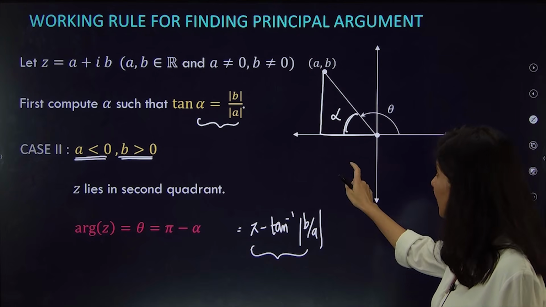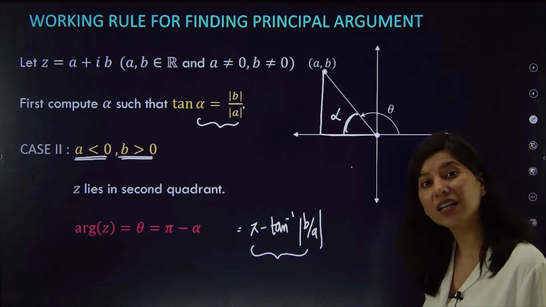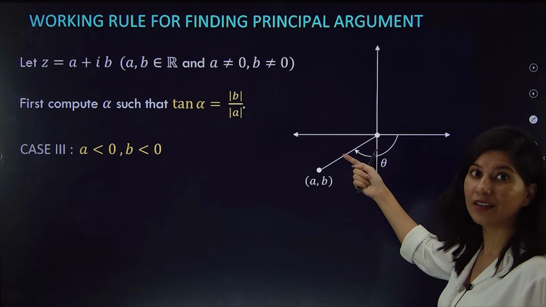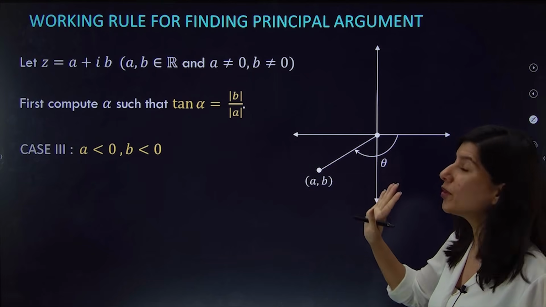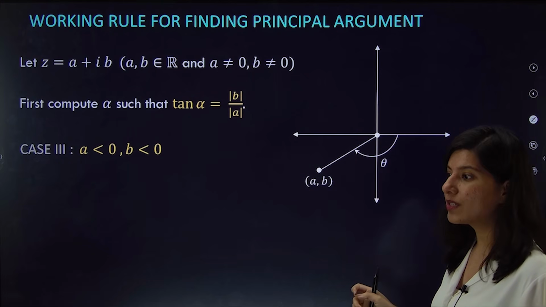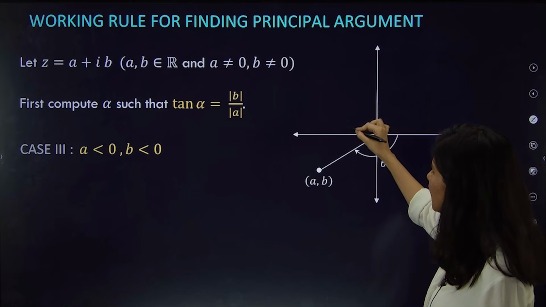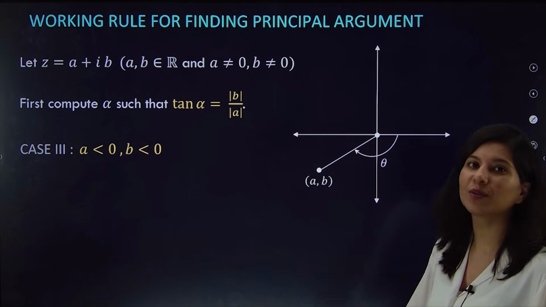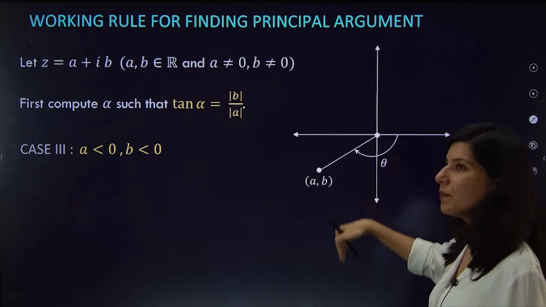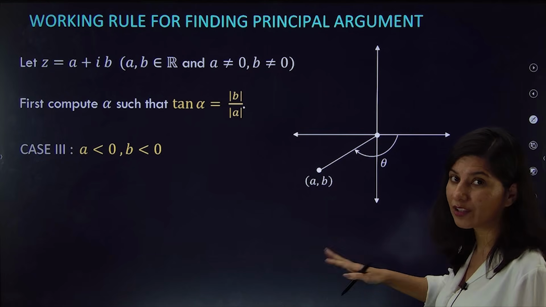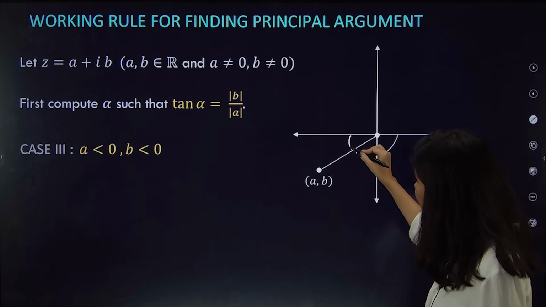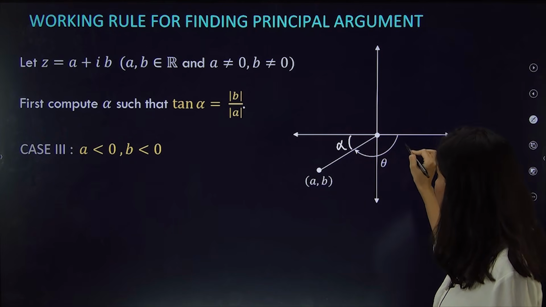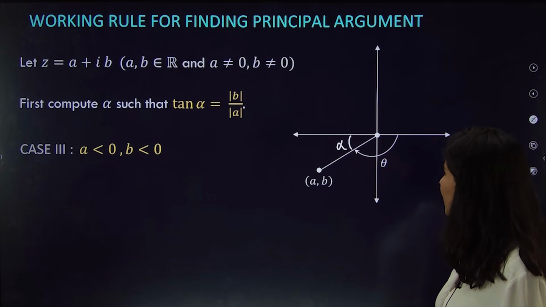Now when your A and B shift to the third quadrant, if both are negative, then you are looking for this angle. Your angle will become negative if you talk about principal argument, right? Somebody can say that, ma'am, this also can be the angle. Yes, this obviously can be the angle, but we are looking for principal argument. Otherwise, pi plus tan inverse B by A I would have written, but no. So this is alpha, and you know that this angle is negative.